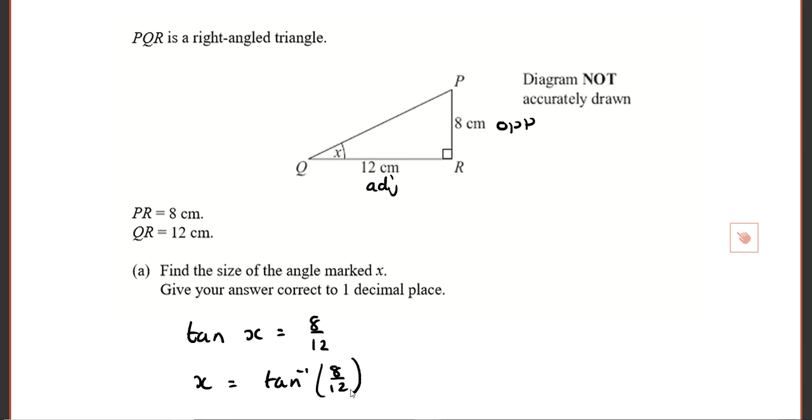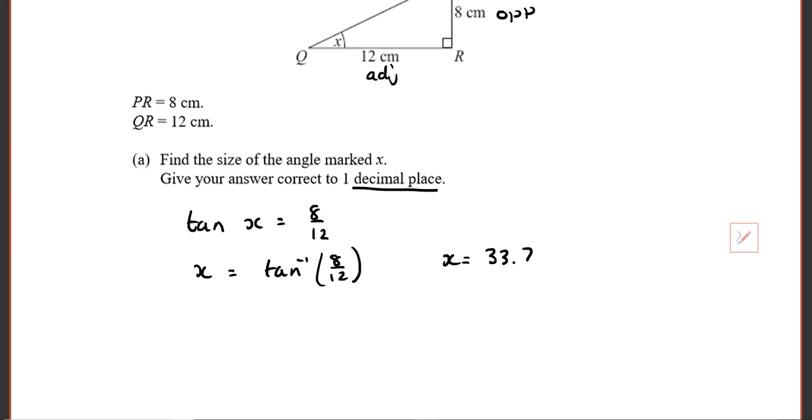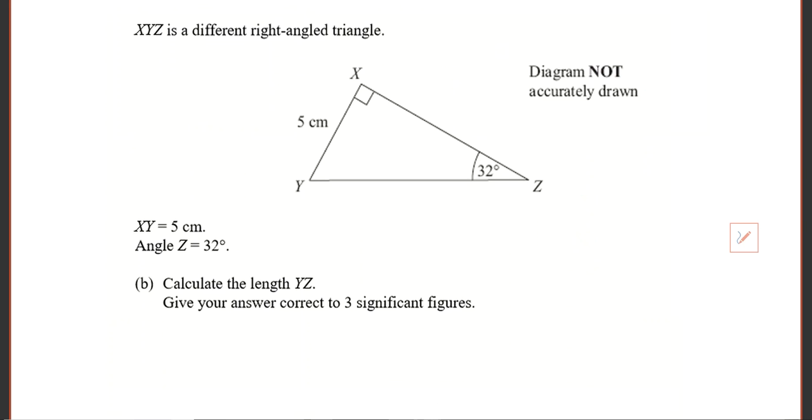Okay. What was the answer to that, ladies and gentlemen? 33.7. Bear in mind to one decimal place. Okay, actually read it correctly. X is a different right angle triangle. Again, this is the opposite side. I want to know YZ, so that's the hypotenuse. So I'm going to be using sine of 32 equals 5 over x. So we talked about this, so this becomes then x equals 5 divided by sine of 32.